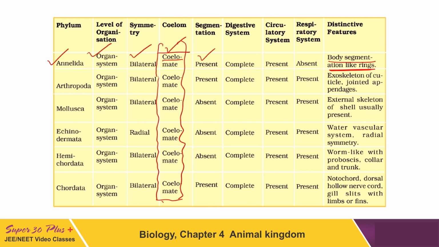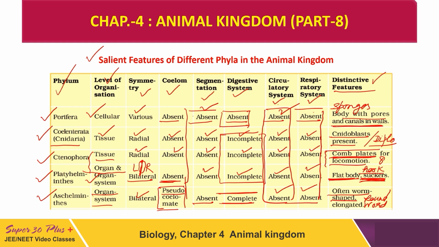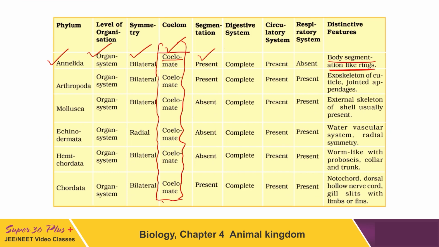Segmentation, metameric segmentation present. Digestive system complete, that is onward. You see, complete digestive system, where has that started? The complete digestive system was started in the earlier phylum. Then onward, up to the last, that is chordates, the digestive system is complete. I can add here that these all have a complete digestive system.